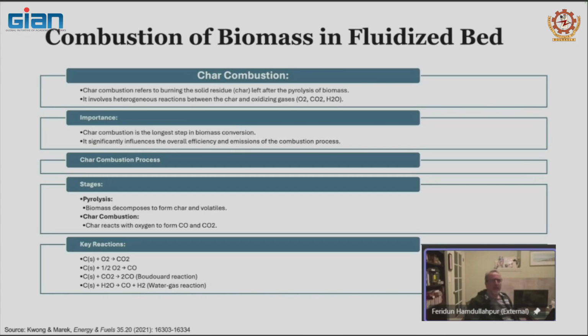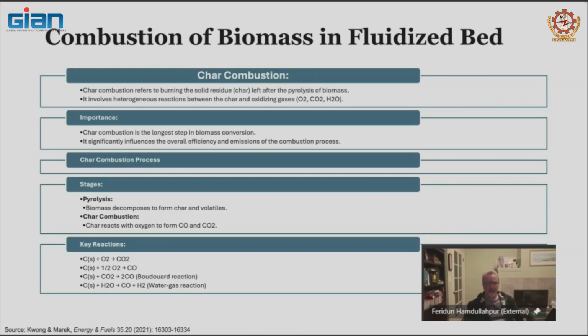Now let's turn our attention to char combustion. Char is what is left as fuel after the volatiles are released. Its combustion is much slower. This is the longest step, which will determine, of course, your solid recirculation as well as the reactor size for a very simple reason: ensuring that you have long enough residence time. Okay. This is a fundamental thing for any combustor.